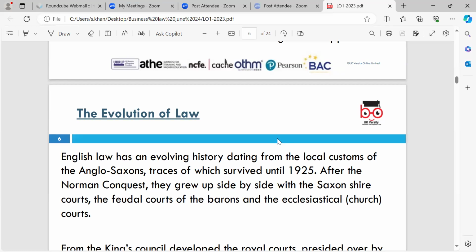Then the Court of Chancery came about. So if a person felt that they had failed by the common law system, they could petition the king. Gradually, this power was given to the King's Council, and eventually to just one man, the Lord Chancellor, who presided over the Court of Chancery.